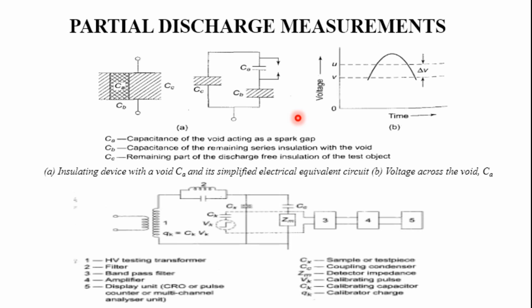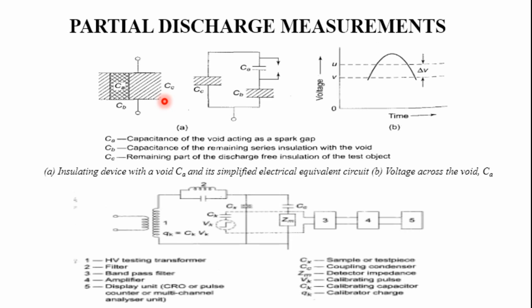Consider electrical insulation with imperfections like voids. Any imperfection which is present will lead to partial discharges, which can be represented by the equivalent circuit you can see here. CA is the void, which acts like a spark gap. CB is the capacitance of the remaining insulation, and CC is the remaining capacitance of the total object. CA is the void, CB the rest of the insulation, and CC the total value.